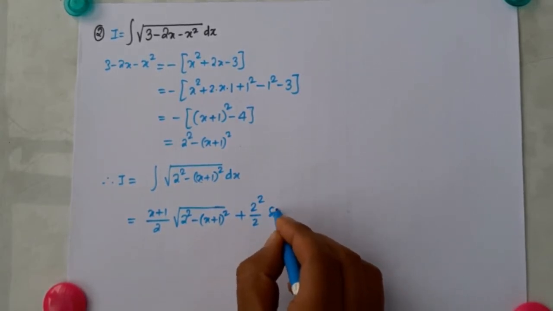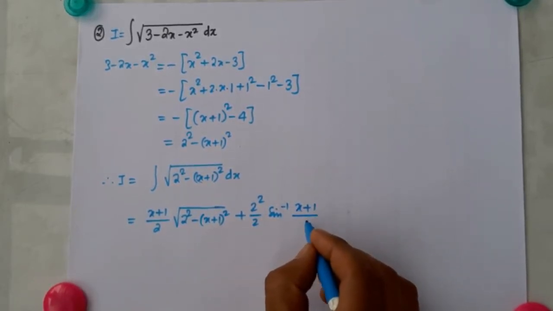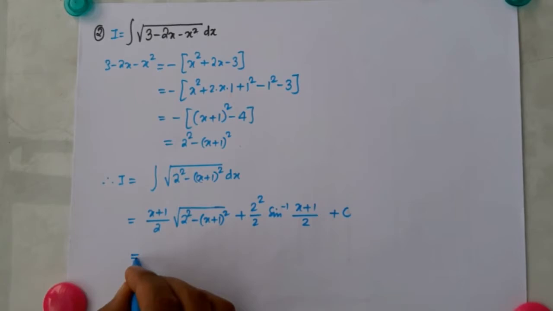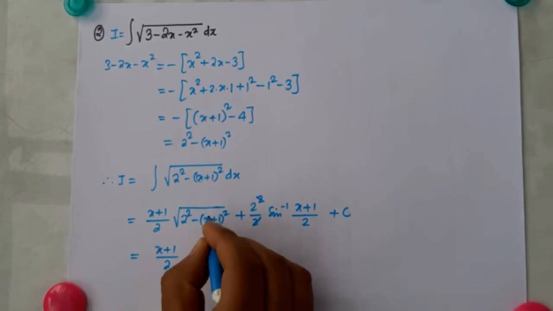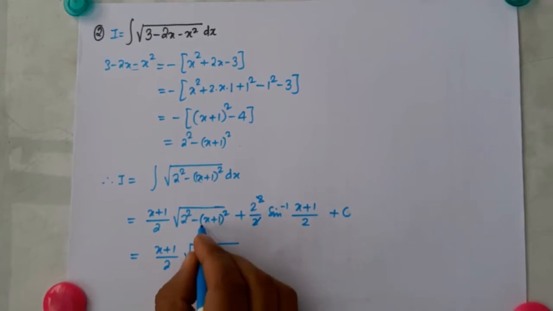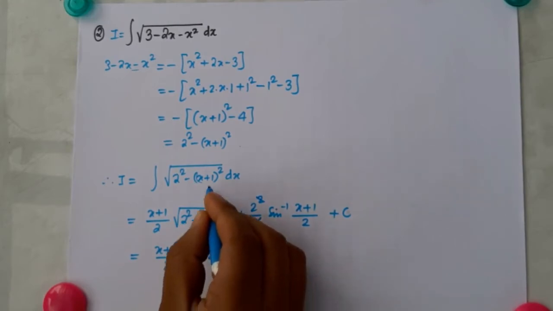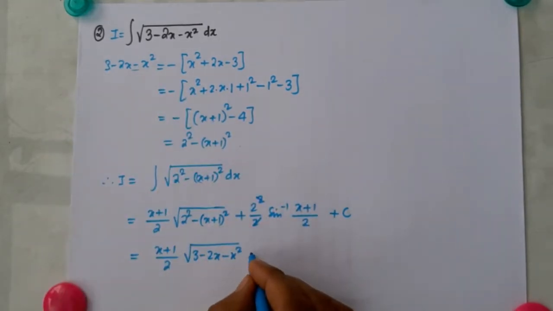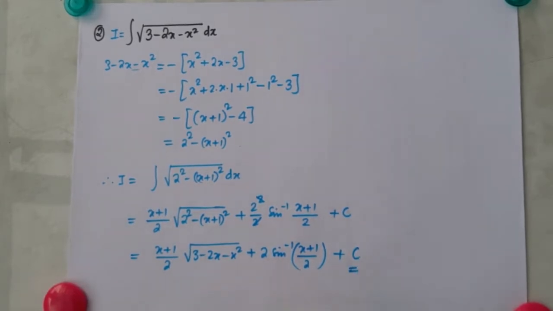Now this time sine inverse x by a. X is x plus 1, so x plus 1 by 2, by a, that is a is 2 here. So we'll put a constant of integration out here. So this and this get cancelled. So this is x plus 1 by 2. You know that 2 square minus x plus 1 whole square is equal to this much. So this can be directly written as 3 minus 2x minus x square, this thing. Okay, because this is equal to this much, isn't it? Plus this is 2 sine inverse x plus 1 by 2. You can put a bracket out here with a constant of integration.